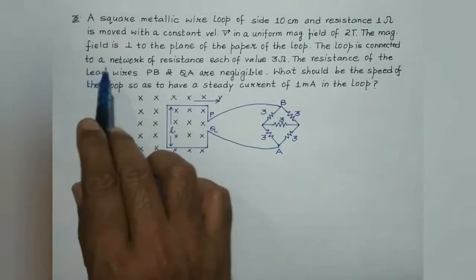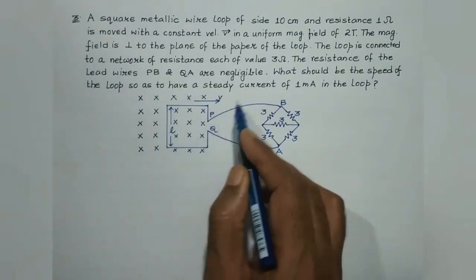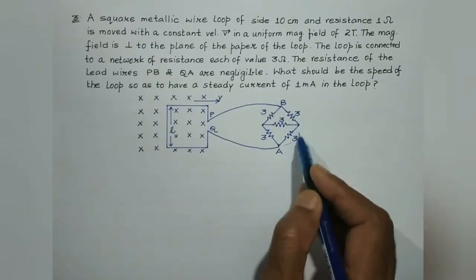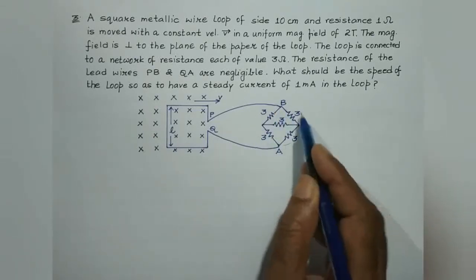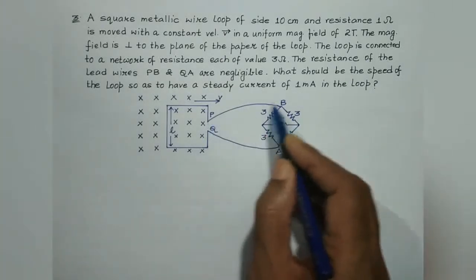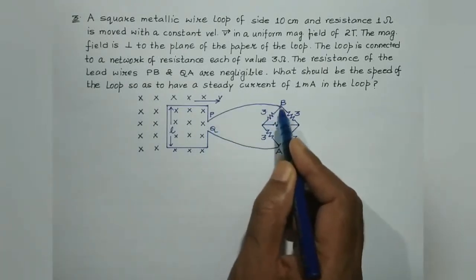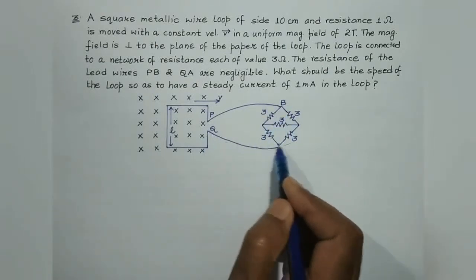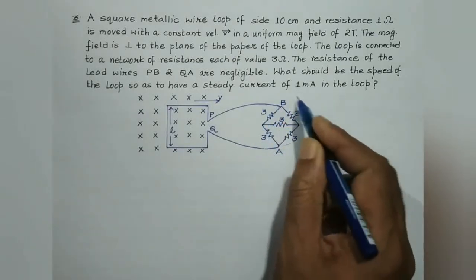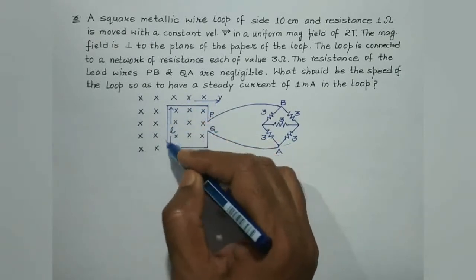The loop is connected to a network of resistance, each of value 3 ohm. Well, this is the square loop and it is connected to a network of resistances. Each of these 5 resistances has a value of 3 ohm. Now the resistance of the lead wires PB and QA is negligible. The resistance offered by the wire PB and the wire QA is considered to be negligible. So the net resistance is the resistance offered by this network and the resistance offered by this square loop, which is given to be 1 ohm, right?